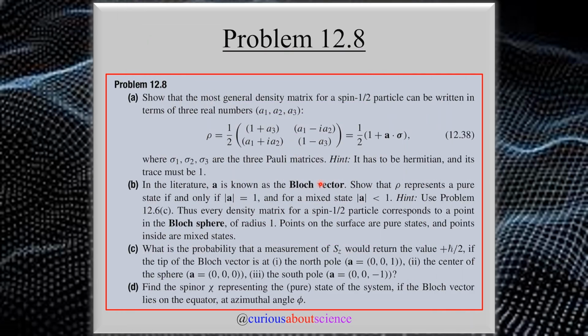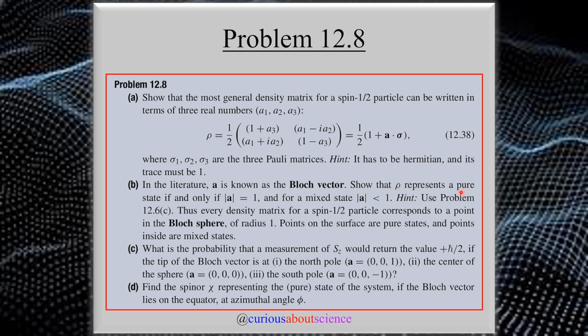So, this problem 12.8, the last of the book, the last of the chapter, wants us to show that the most general density matrix for a spin-1/2 particle can be written in terms of three real numbers, A1, A2, A3, with the density matrix given here with all the various components, and we could write this as 1/2 times 1 plus A dot sigma, which are the Pauli matrices, as stated here. Hint, it has to be Hermitian and its trace must be 1. Then B, in the literature, A is known as the Bloch vector.